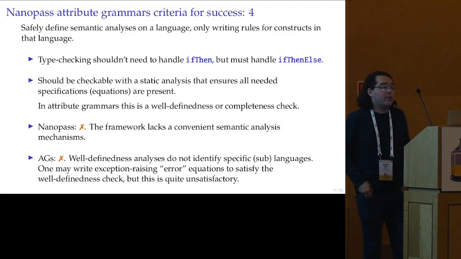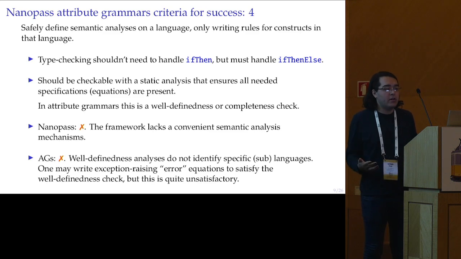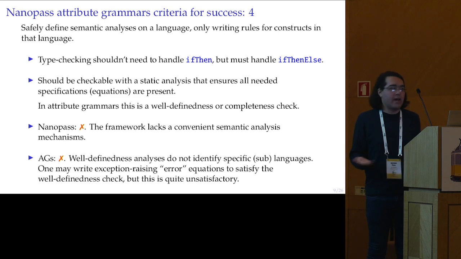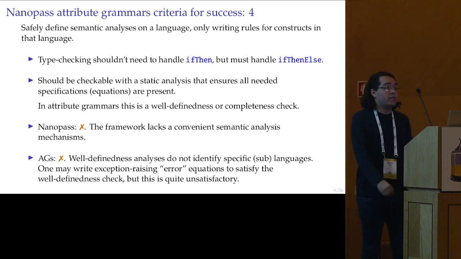Our fourth criterion is that when you're describing your semantic analyses and implementing them on a language, you should only have to write them for the things that are in that language. For example, once we've removed if-then from the language and we're doing type checking, we shouldn't have to care about if-then or think about it ever again. We also want this to be checked statically.